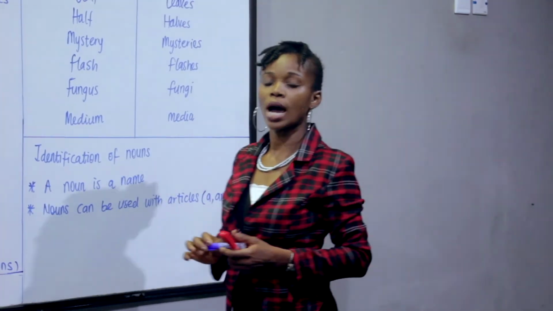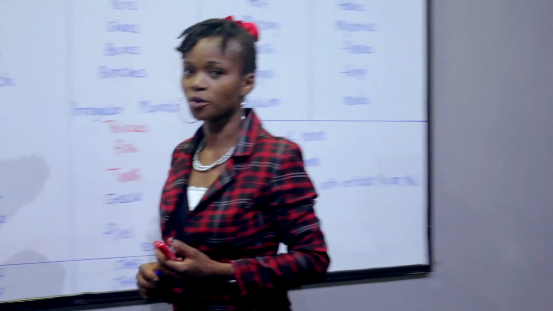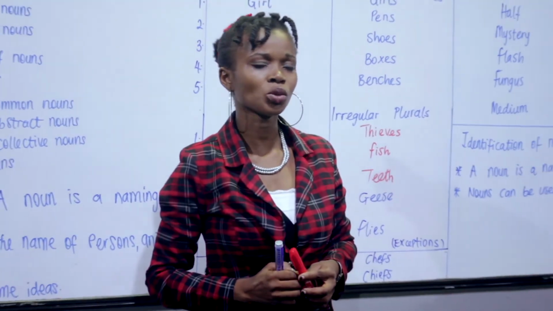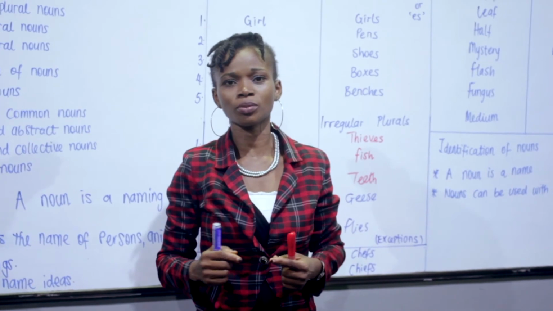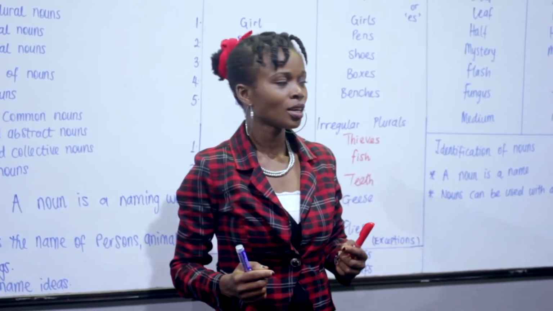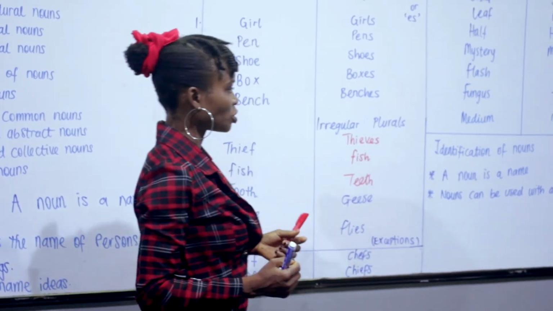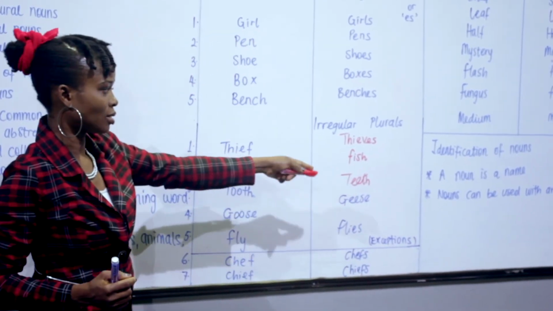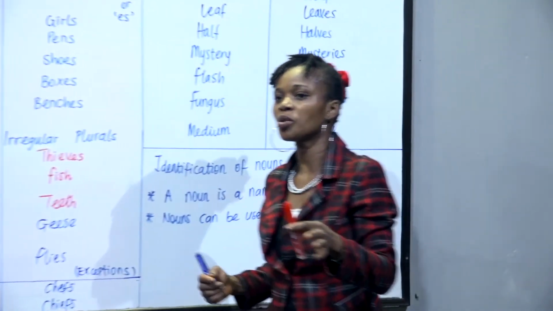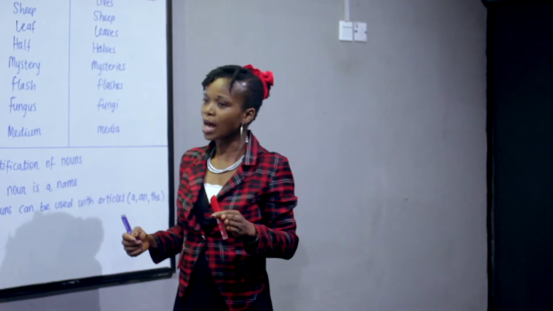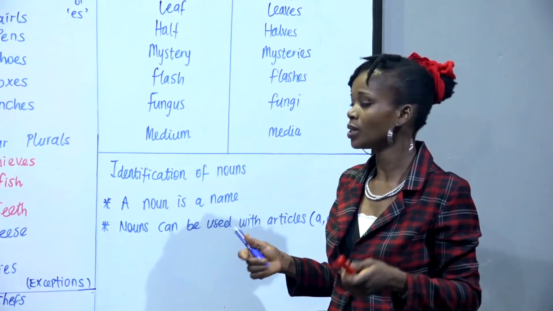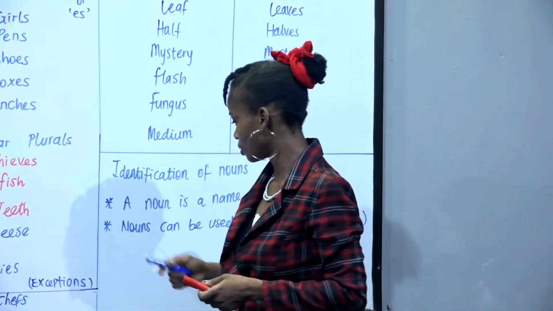Then we move on to identification of nouns. How do we identify nouns? Sometimes students are told to pick out nouns from particular sentences and then they begin to search for these nouns. You can try picking out nouns using these two guides. First, remember I said a noun is a name. Once it is a naming word, it is a noun. So ask yourself, this particular word, is it a name? If it's not a name, then forget it, it's not a noun.